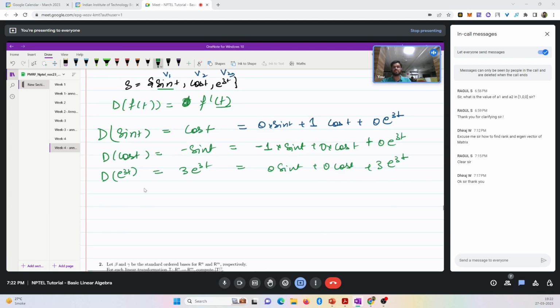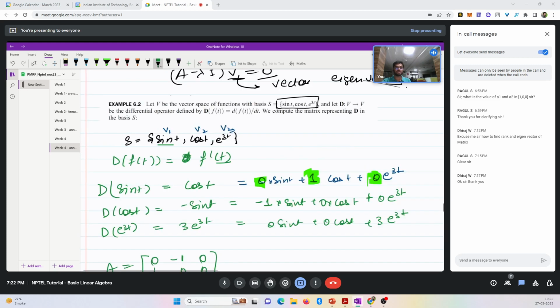As I mentioned before, if you want to find the matrix representation, then the first column is the coefficients of the map of the first basis element. So you would get 0, 1, 0. In the second, you get minus 1, 0, 0. And the last column would be 0, 0, 3. This is the matrix representation of your differentiation operator if you take this as your basis.